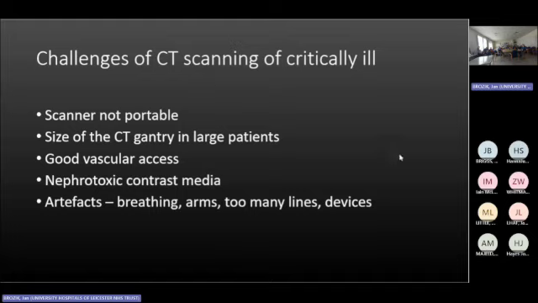Challenges of CT scanning of the critically ill. As you well know, there are many challenges. The biggest problem is scanners are not portable, although in some countries where they can afford it, they use portable scanners for CT of the head. The radiographers complain about it because it's very heavy to handle, and they usually get backaches.